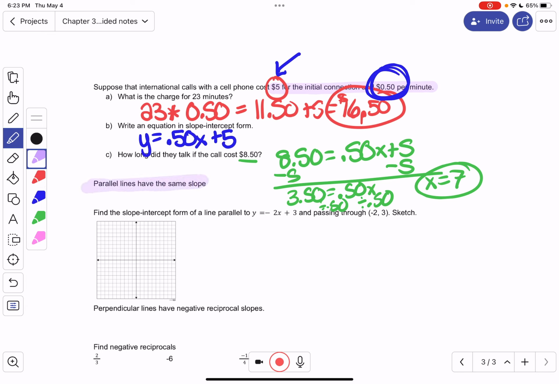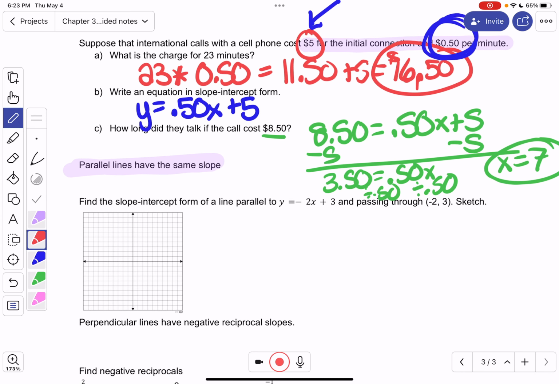Parallel lines have the same slope. That just means they're never going to touch because the slope is exactly the same. If we're finding the slope-intercept form of a line, it's y equals mx plus b. Parallel to this line, it's going to have the same slope. So m has to be -2. Passing through the point -2, 3. Sketch. So we have two options.